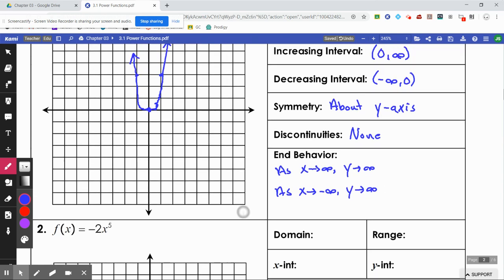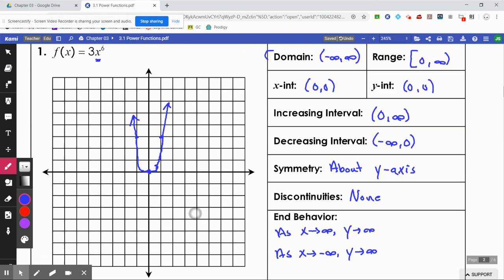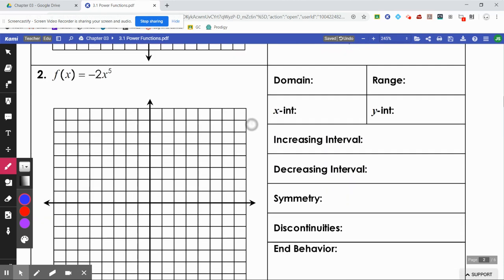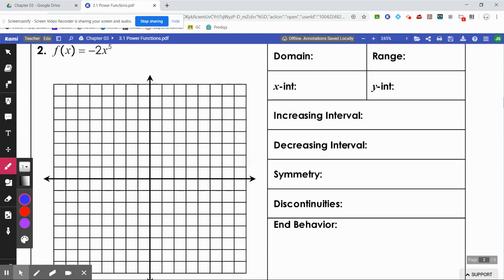The only thing that would cause that even function to have a different end behavior is if the number out front had been a negative. It would have flipped it across. Here we have negative 2x to the 5th. Again, we're going to plug in some basic values and see where this graph goes. Here I've plugged in 0, got 0, plugged in 1, I got -2, plugged in -1, I got +2, and it's going to look something like this.